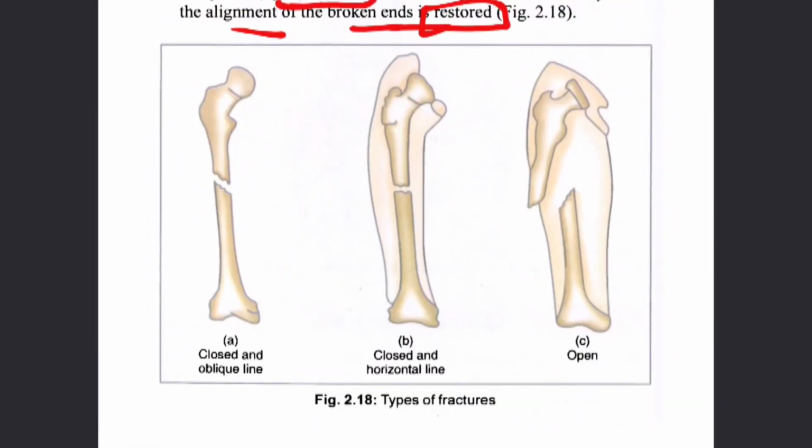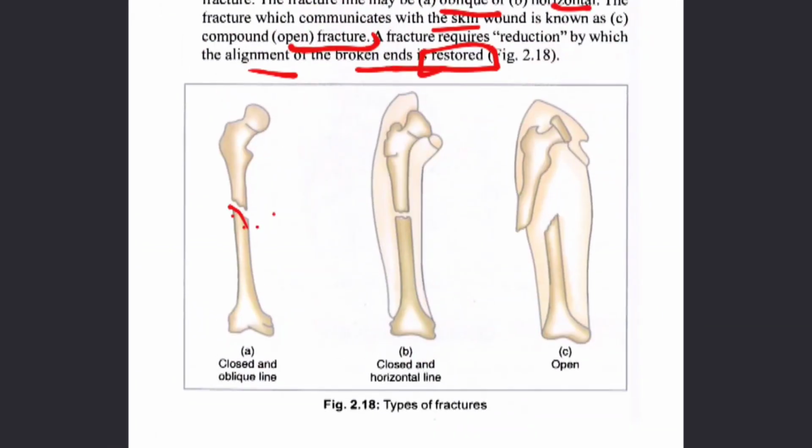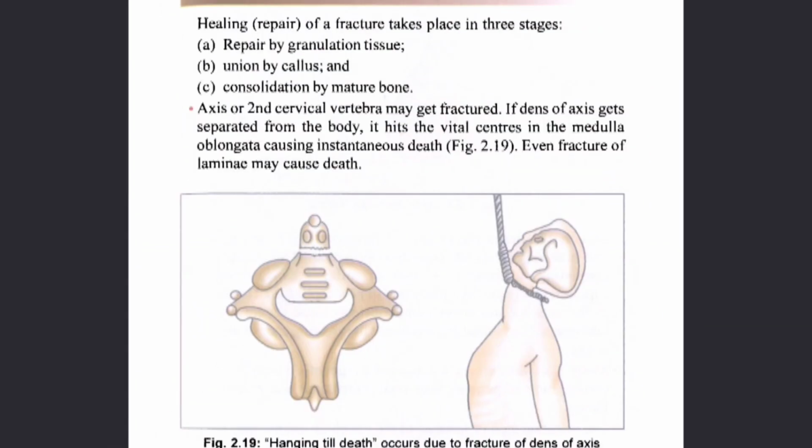So you can see here the closed and oblique fracture where only bone is here. But if the skin is also present, like bone penetrates the skin region, it is called an open or compound fracture. Okay, then we'll see further what we have.